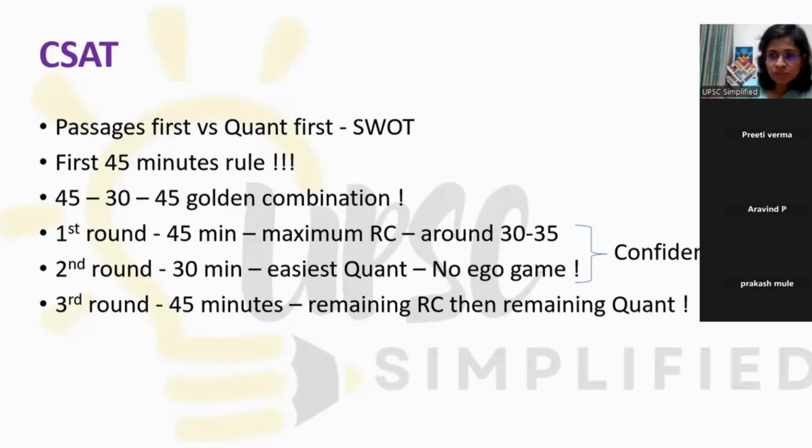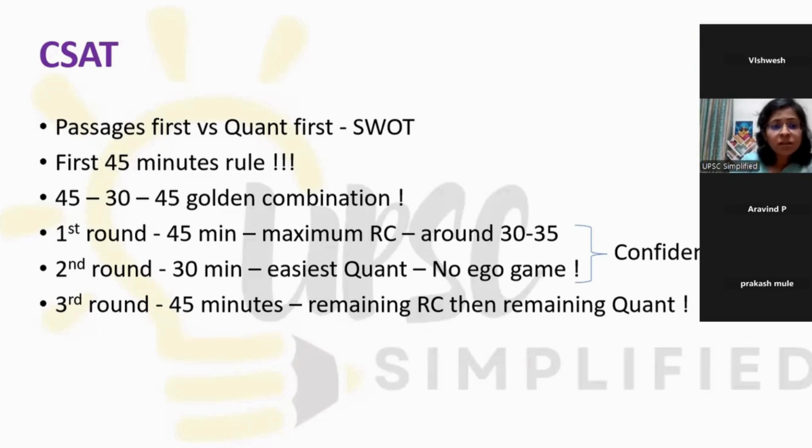I can show you how to do CSAT, but I think it is very much understandable, right? No need to show the practical thing for bubbling. So first round, when I'm done with the RC, I will bubble the RC. Then in second round, when I'm done with the easiest questions, I will bubble the easiest questions. And in third round, I will do simultaneous bubbling, because I'm solving, I'm bubbling.